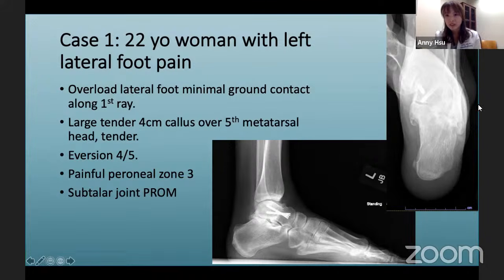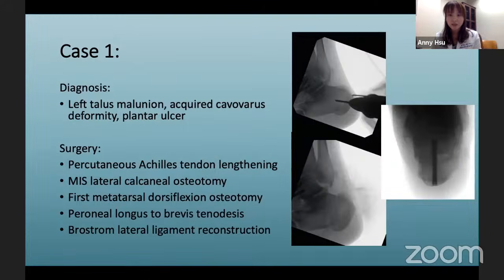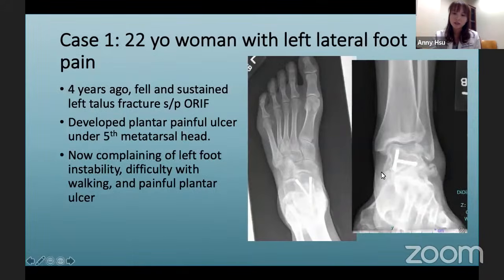And you can see that her overall alignment of the hindfoot, she does have hindfoot varus deformity as well as a high arch. So her diagnosis, she has the CavoVarus deformity predominantly from talus malunion, and now also has plantar ulceration as well. Her ankle does not have any varus deformity.